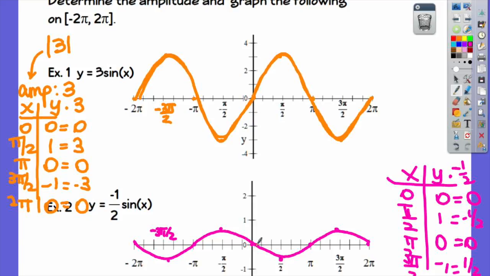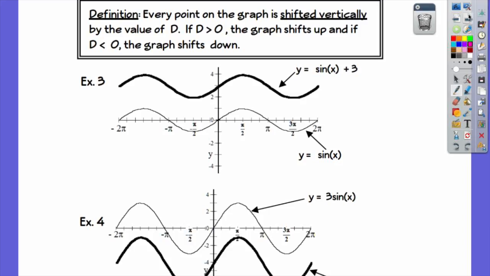Okay? Do we need another example? You guys think you got it? You got it? Okay, then we'll move forward. We'll skip this example. Let's look at our vertical shift. So flip over to the next splat. Your vertical shift is what happens when there's a number in the D spot, okay? Every point on the graph is shifted vertically by a value D. If D is greater than 0, it goes up. Less than 0, it goes down. But we already know this is the vertical shift, when you move vertically up or down.